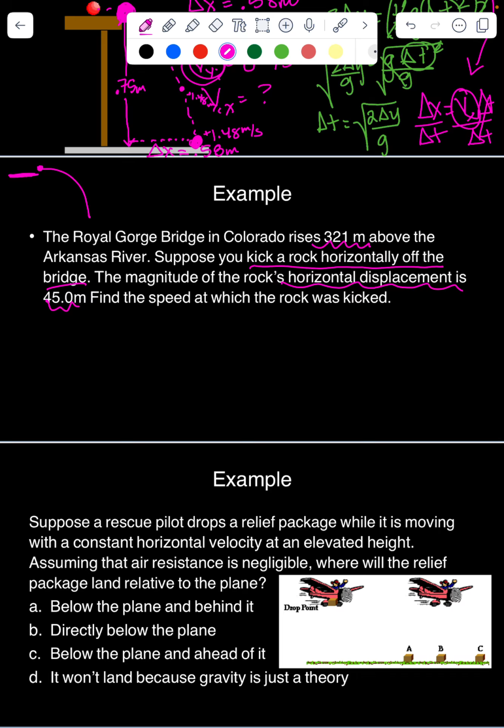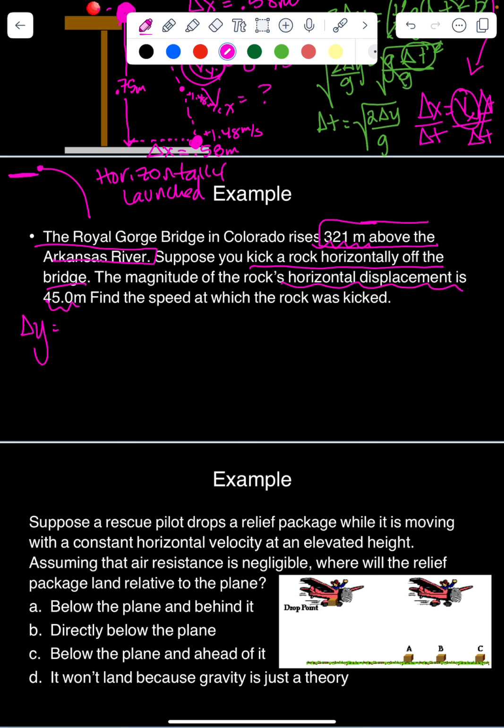All right, so we have another horizontally launched projectile. So we need to keep that in mind as we are solving this. Our first given was 321 meters above the river. So that tells us our vertical displacement that the rock would have fallen. That's 321 meters. We were also told that its horizontal displacement was 45 meters away from the bridge.